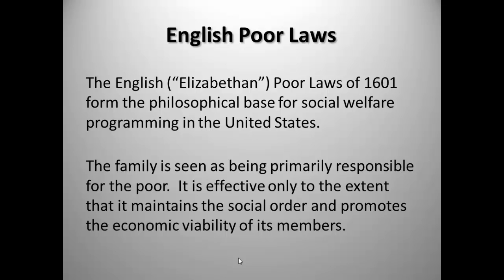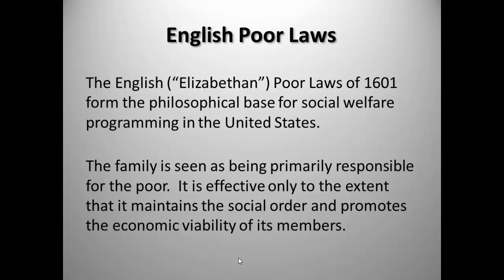Now, one of the things that we need to kind of refer back to before we get started is a little bit about the Elizabethan or English Poor Laws of 1601, because these poor laws form the philosophical basis for the social welfare programming in the United States.